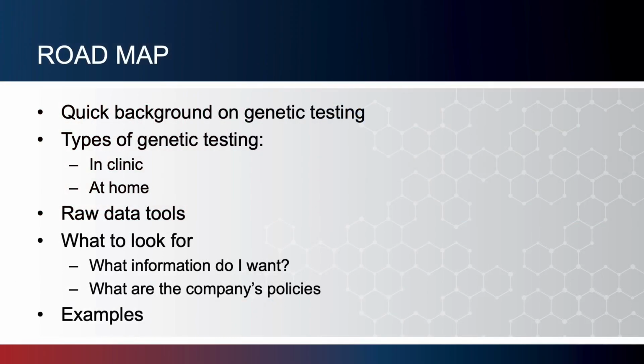As a roadmap for what we'll be going through during this discussion, I'm going to go through a quick background on genetic testing, and we're going to go through different types of genetic testing that are available, some of which you'll do in clinic or at your doctor's office, some of which you can do at home. We can also go through some of the raw data tools and options that are available out there and what to look for when you're trying to decide, is genetic testing right for me, and what type of genetic testing would I like to do? And we can even go through some examples, or I have some examples at the end that you can think through on your own time.